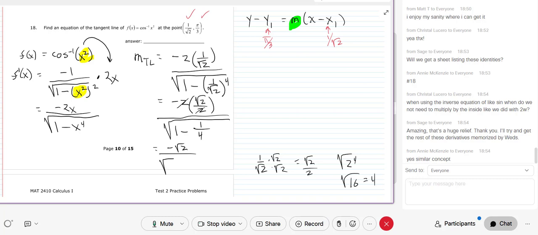You can get a common denominator for the bottom. You can write that as 4/4 minus 1/4. So this is going to end up giving you, it looks like, negative root 2.